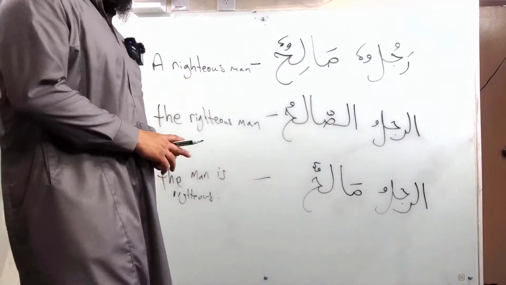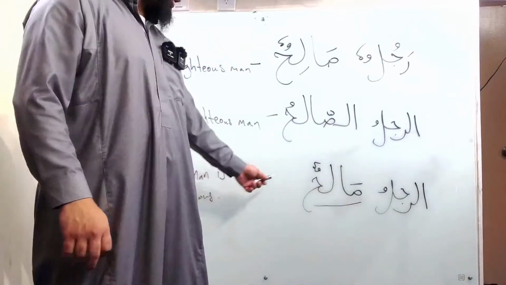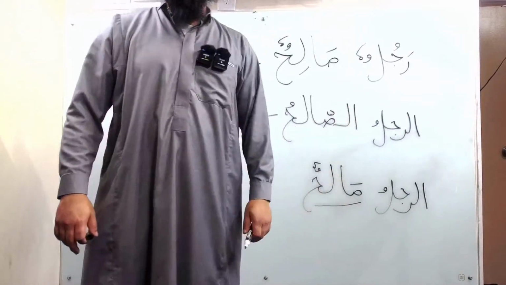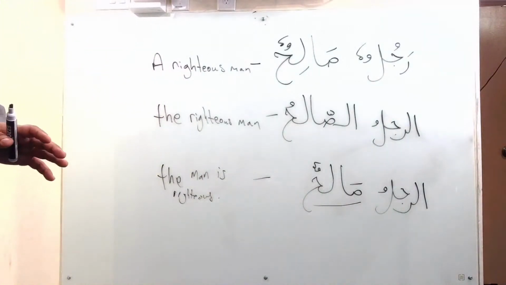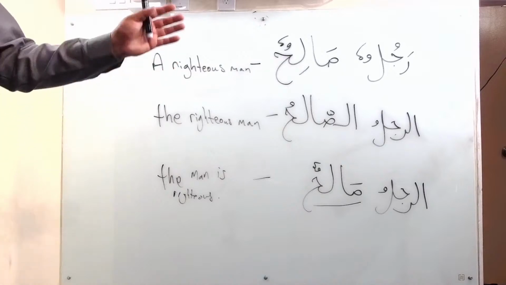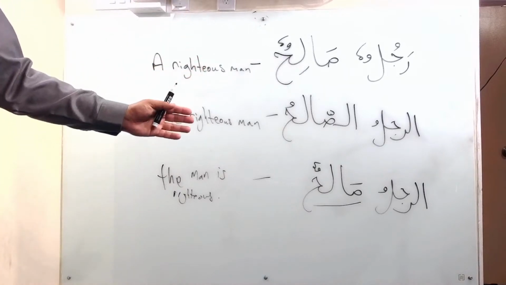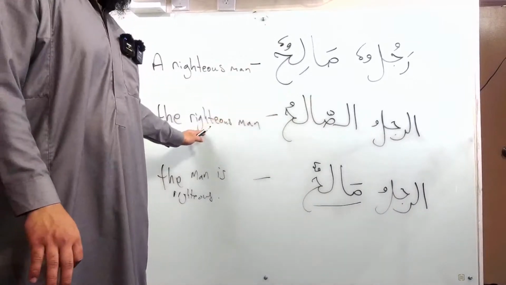Now with this, to give this meaning, all you have to do is take out the alif and lam. Right? Like I said again, don't frustrate yourself trying to understand why it's like this and like this. Just know that when it's like this, it is going to be this meaning. When it's like this, it is going to be this meaning.